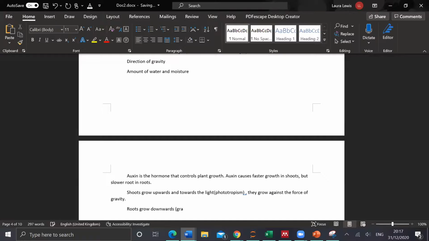Gravitropism. They go with gravity. They grow with gravity. They grow towards moisture. A good thing they do, because plants in a desert otherwise wouldn't survive. Towards moisture and water.